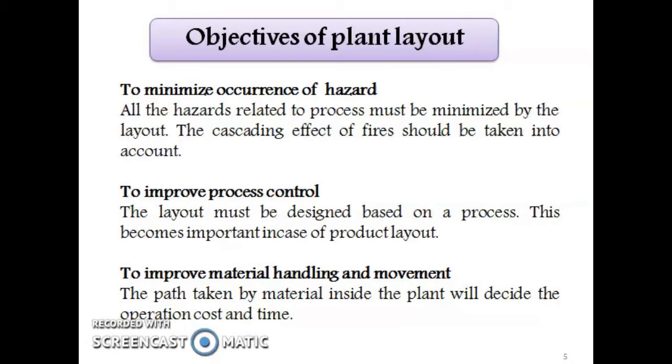Process. The layout must be designed based on a process. Movement of raw material. The path taken by material inside plant will decide operating cost and time. This is one of the important factors which influences plant layout.